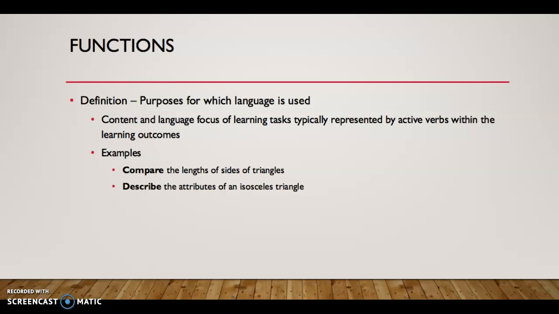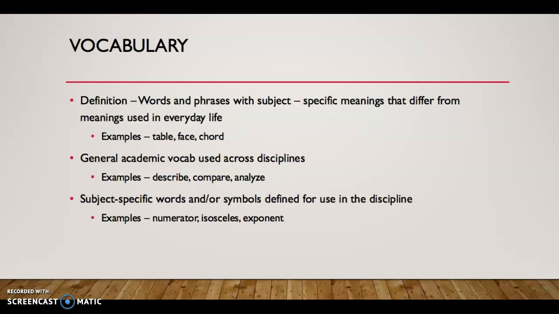And then another example is describing, not comparing, describing this time, the attributes of an isosceles triangle. So if I were to ask a student to describe the attributes of an isosceles triangle, they wouldn't be comparing an isosceles to an equilateral triangle. They would be saying an isosceles triangle has 2 sides that are the same and 1 that is different. They wouldn't be saying, well, it has 2, but an equilateral has 3 equal sides.